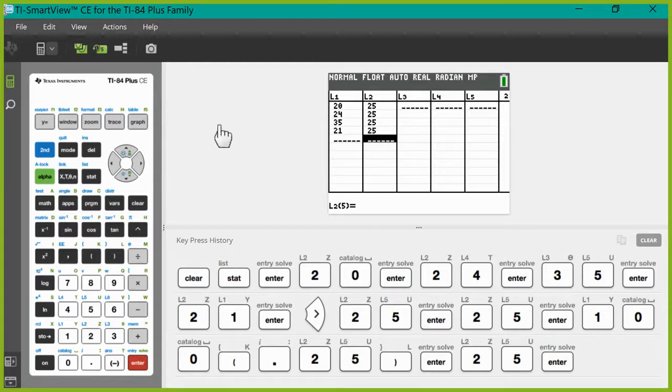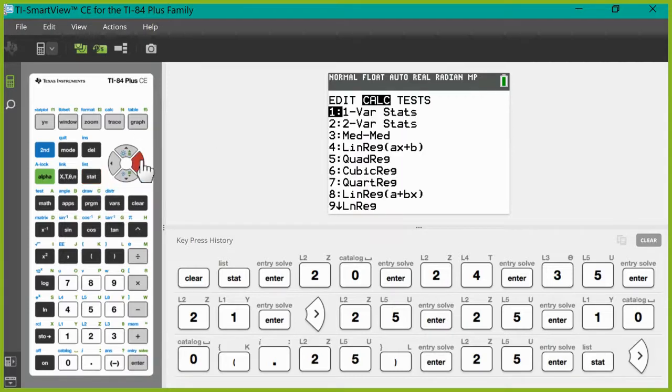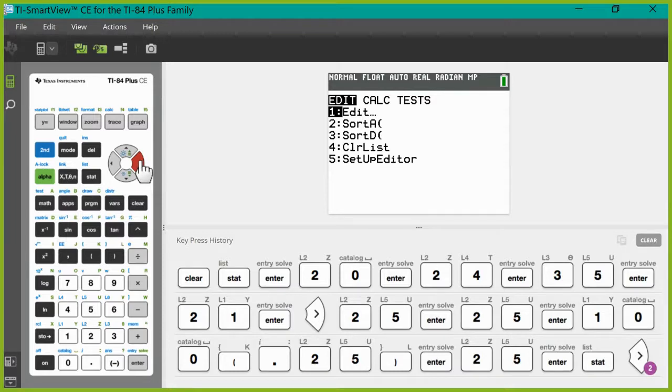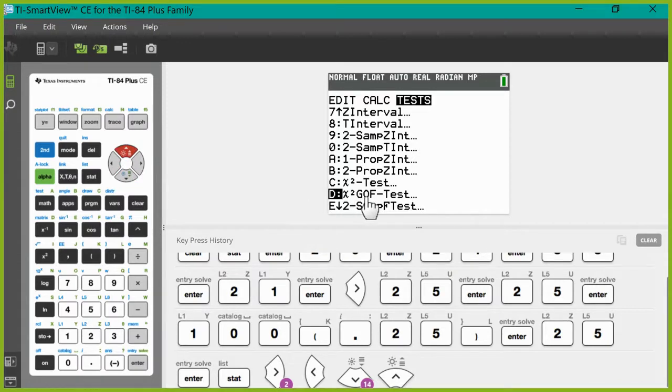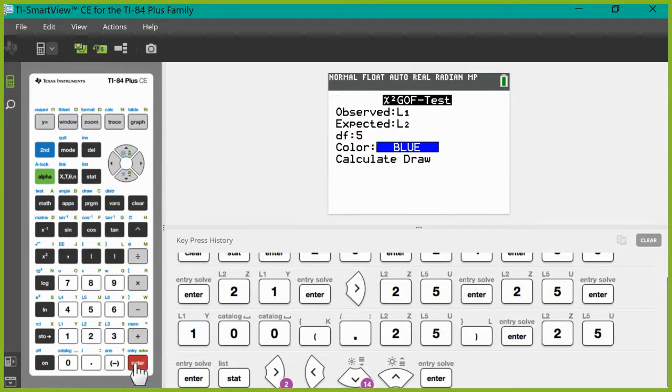The next thing I'm going to do is go to Stat, go over to Tests, and go all the way down to D, chi-squared GOF, goodness of fit, test. This is the only chi-squared test that has its own, very special. Like I said, it's the only one dealing with one-way tables, which is why it gets to be its own. And we say observed is L1, expected is L2, perfect. Degree of freedom, however, is not 5, it's going to be 3. And then we're going to go down to calculate.